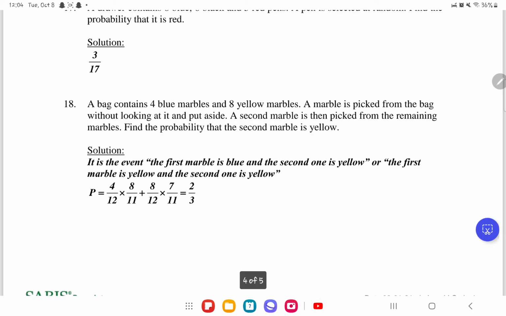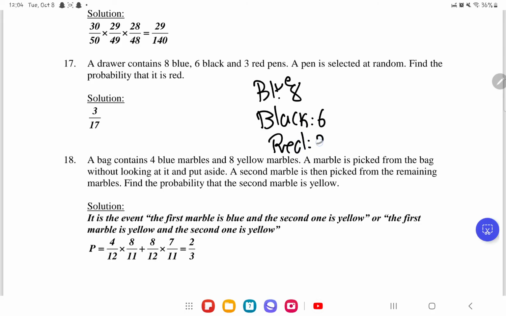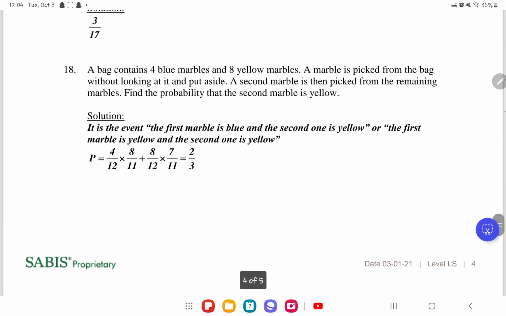Now, a drawer contains 8 blue, so blue is 8, 6 black. Let's say blue is 8, black is 6, and red is 3. They need the probability it is red. Okay, a pen is selected at random. So 1 pen is selected. What is the probability it's red? It's 3 over the total, which is 17. Total is 17. So our probability is 3 over 17.